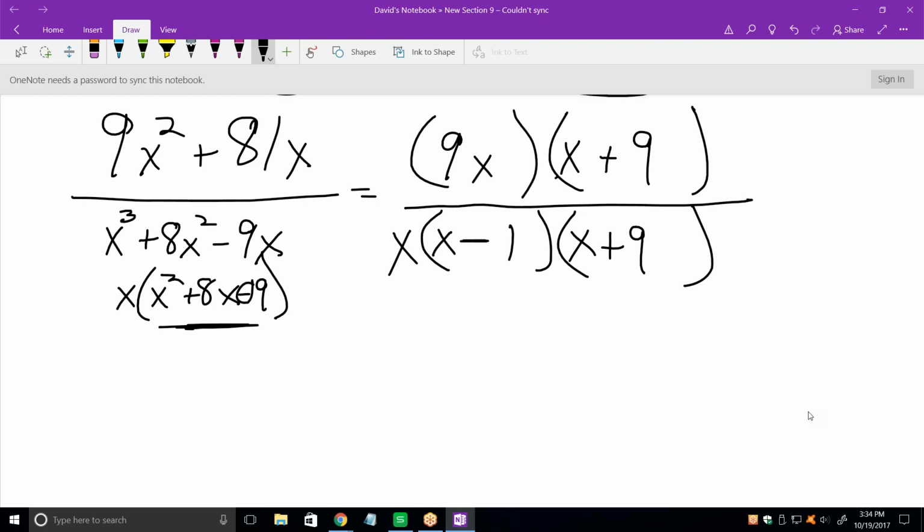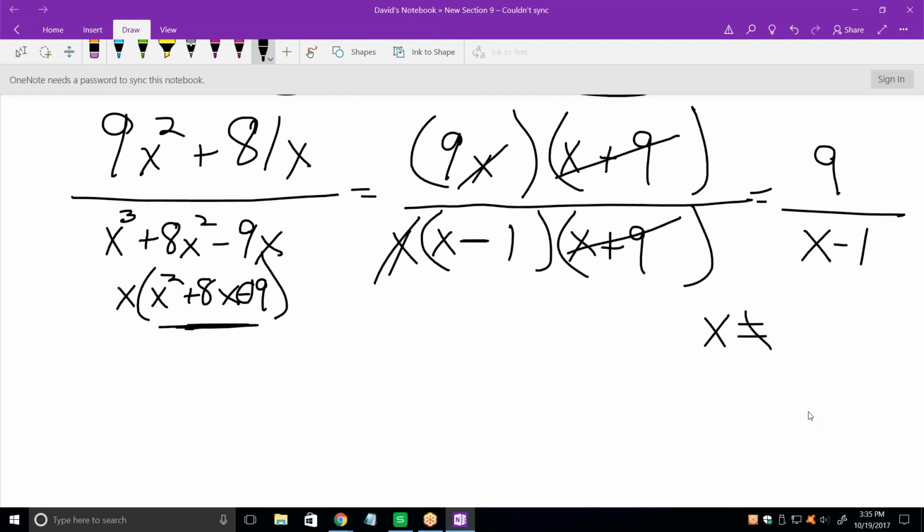Okay, so I can cancel that and that, but I can also cancel that and that. So I'm left with the only thing left in the numerator is 9, and the only thing left in the denominator is that. And what are my domain restrictions? What can x not be equal to? 1 and -9. There's one other number. 0 for that one right there.